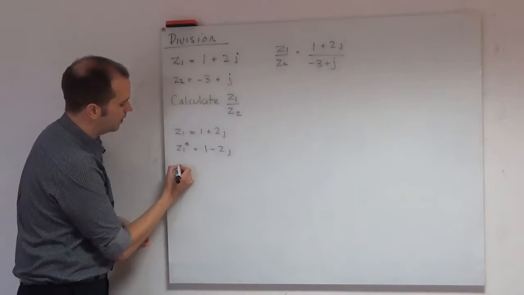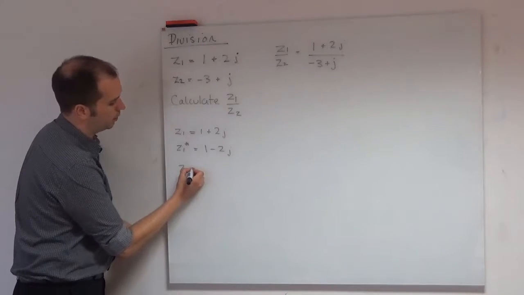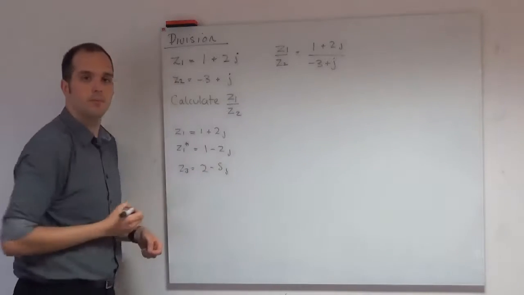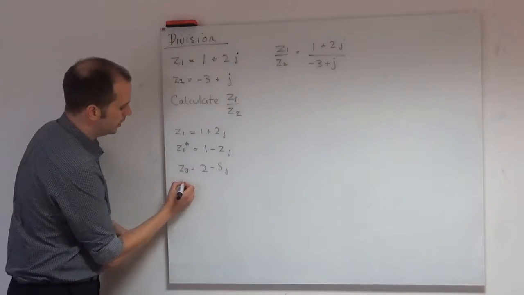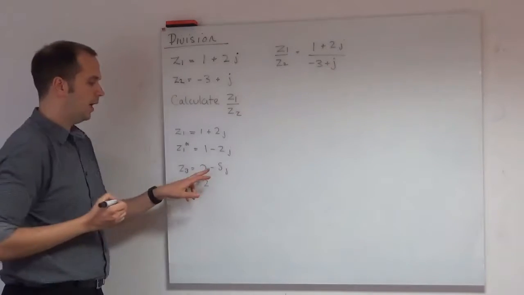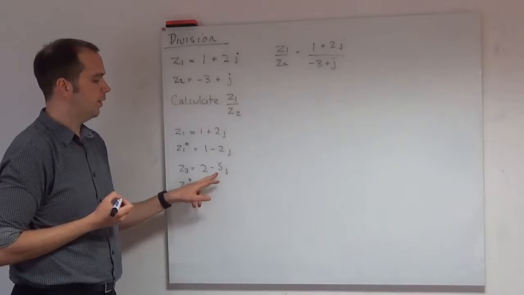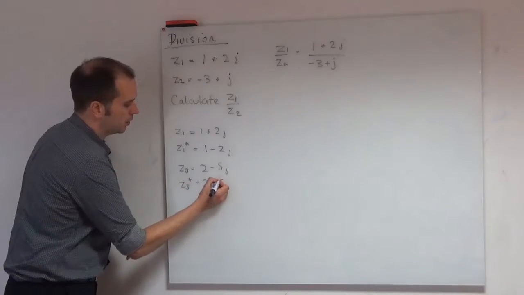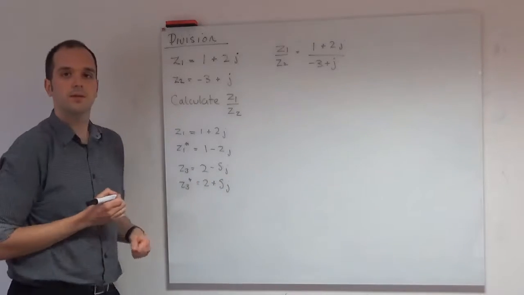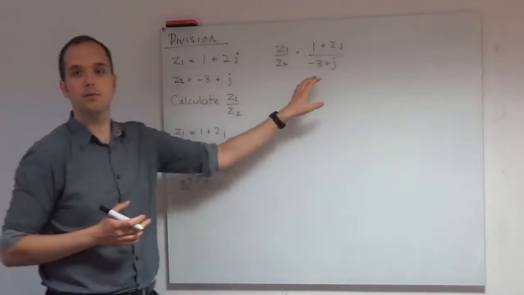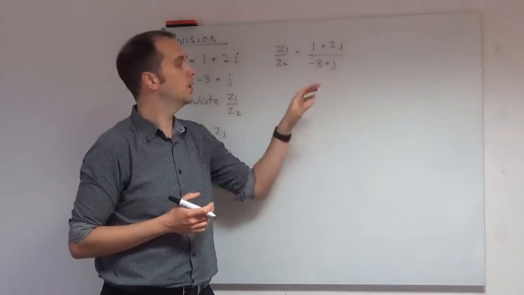If I were to pick another number, let's say z3, which was 2 minus 5j, its complex conjugate would be 2 plus 5j. I change the sign in front of the imaginary term, so instead of minus it would be plus 5j. So if we're happy with that idea, we can now do the division.